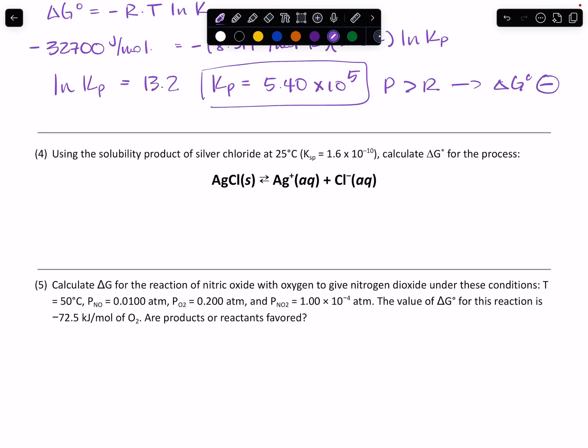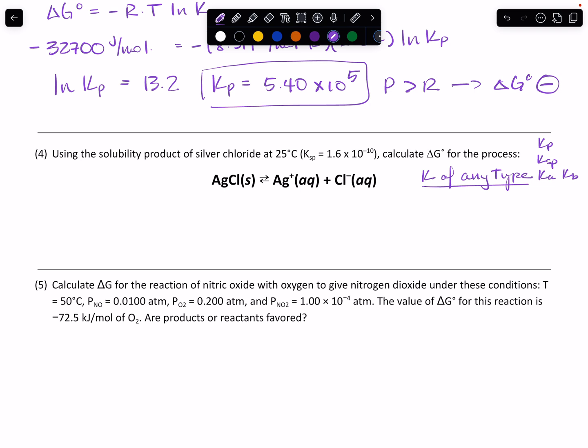Using the Ksp of silver chloride at 25 degrees Celsius, calculate delta G. Now I want to take a moment. These equilibrium values that we have in this formula can be of any type of equilibrium constant. They can be Kp, they could be Ksp, they could be Ka, they could be Kb, they could be Kc, it could be any equilibrium constant. It does not matter. It is the equilibrium constant of a particular process, and we can utilize it.